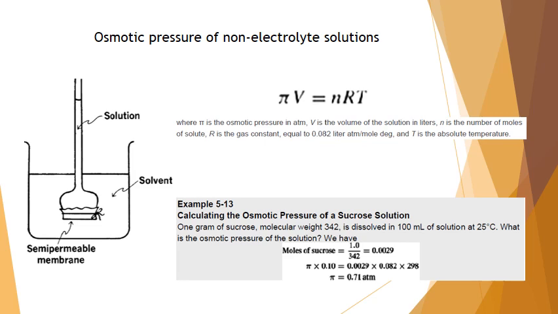Now, an important question is why this is happening, why the solvent is moving from the lower concentration part of the mixture to the higher concentration part of the mixture. The answer is that the chemical potential of the solvent molecules in the solution is lower than that of the pure solvent. And this is caused by the addition of the solute to the solution.